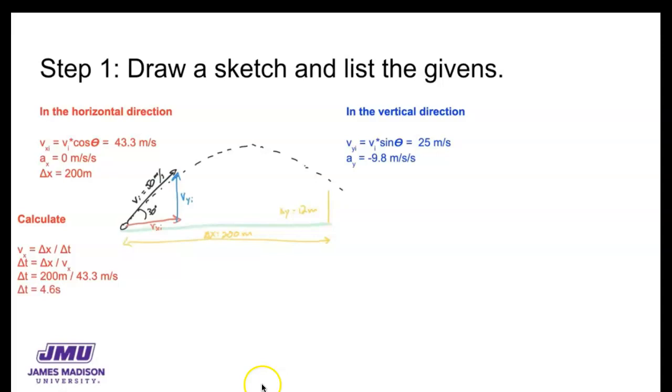The second part of the question was, is it going to clear the fence that's 12 meters tall at the other end of the golf course here? So let's take a look. What I really want to calculate is when it is 200 meters out at 4.6 seconds after it leaves the golf club, how high up is the ball? And that'll tell me whether it actually goes over the fence or not. So I can do this.